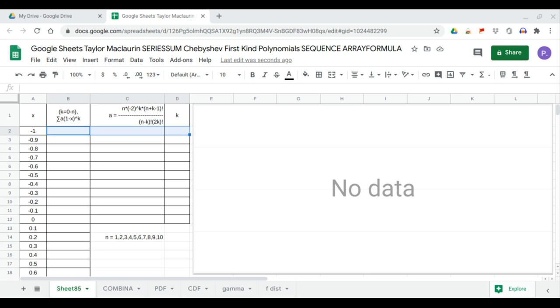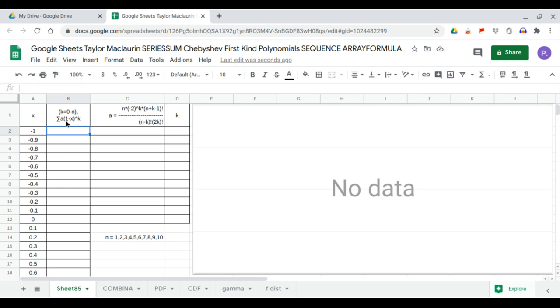In this video, we'll generate the Chebyshev First Kind Polynomials dataset, the trendline equation, the Chebyshev First Kind Polynomials, and we'll draw the trend line on this chart. Our values for n will be from 1 to 10, and our value for x will be from -1 to +1.